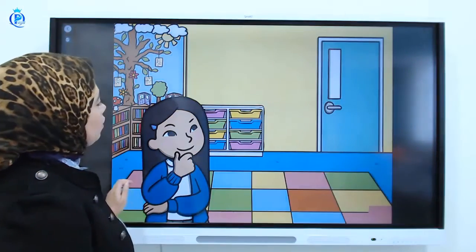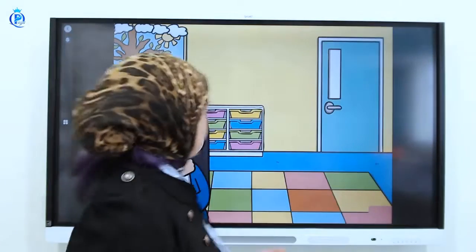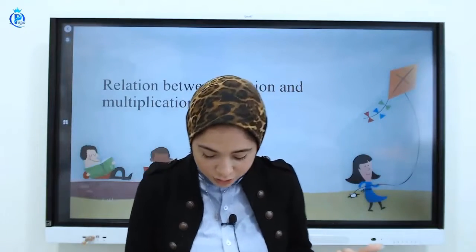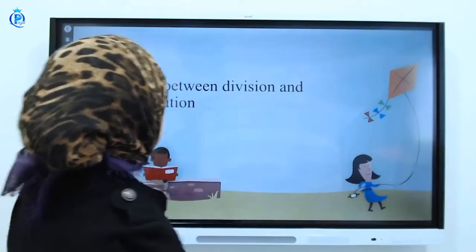So, I hope you enjoyed our lesson for story problems. Now, let's take a new lesson. There is a relation between division and multiplication. What is the relation between division and multiplication?